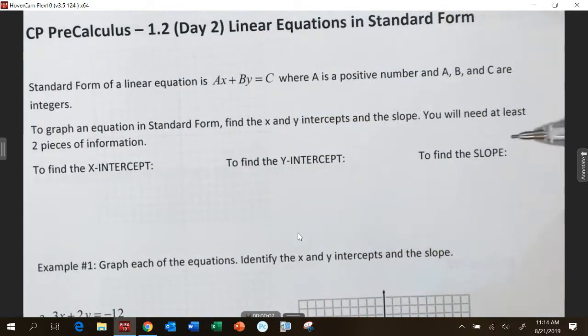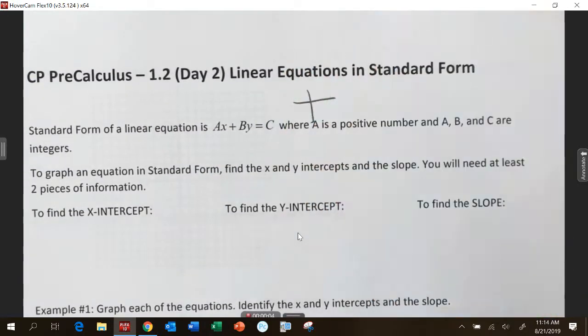To find an x-intercept on a graph, where is it located? Gage?